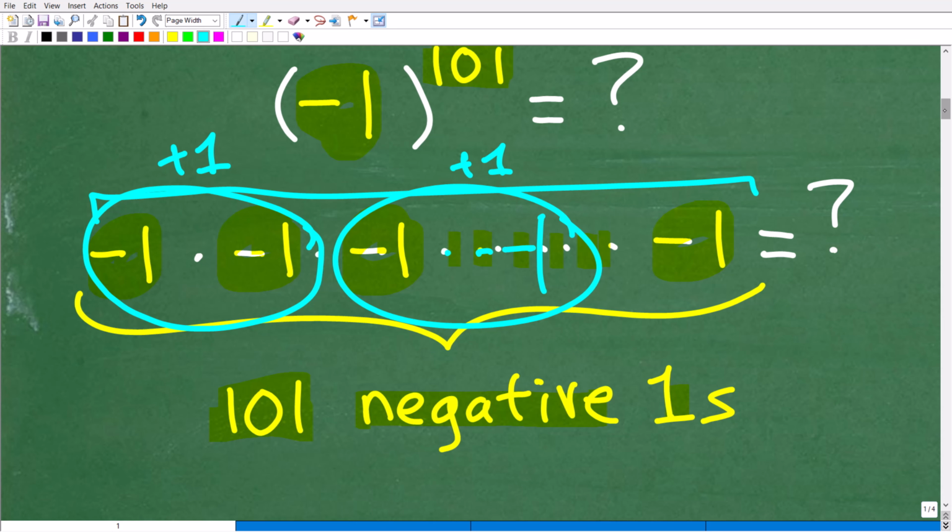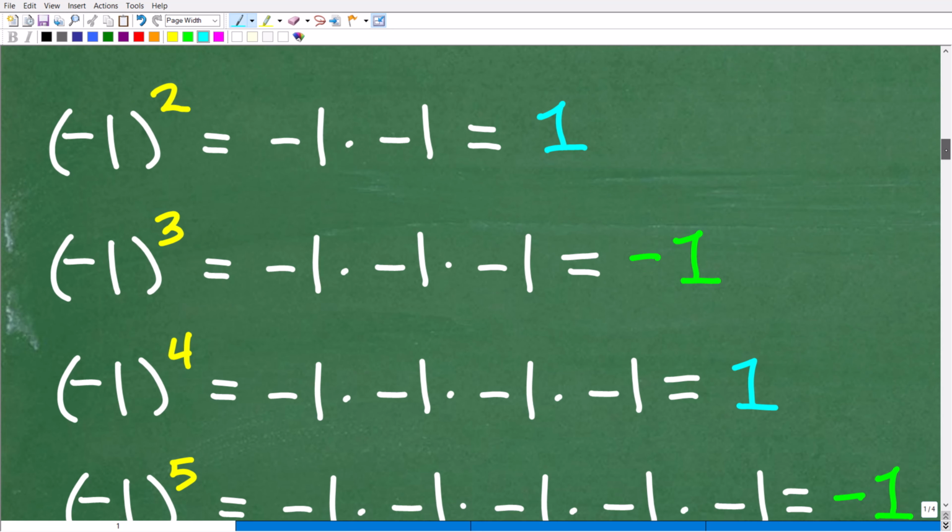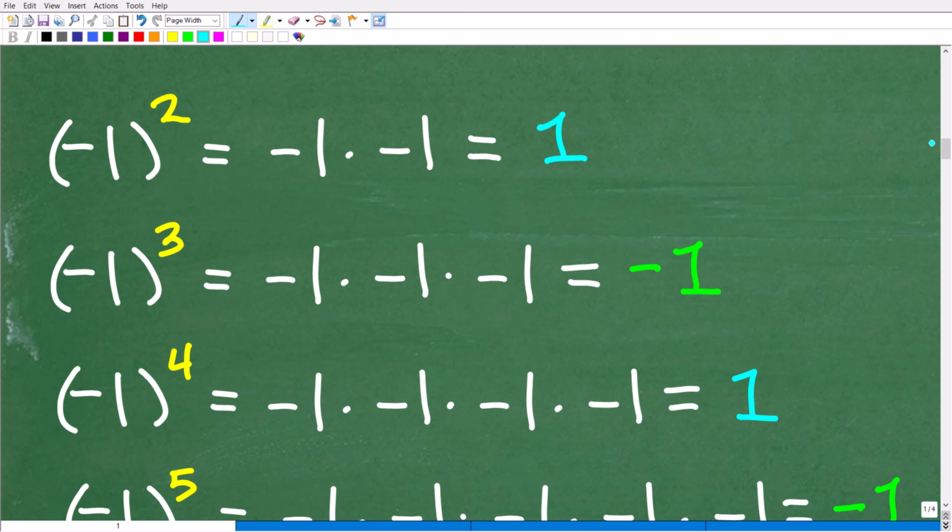So let's go ahead and explore some patterns here to help us answer this question without multiplying 101 negative ones. So let's take -1 squared. What does that mean? Well, you're going to take -1 and multiply it by itself 2 times. So -1 times -1. This is a positive, right? Remember, a negative times a negative in math is a positive value. So -1 squared is +1. How about -1 cubed? Well, we're going to take -1 and multiply it by itself 3 times. So now we have a -1 times -1. This is a +1 times a -1 gives us a -1, because a positive times a negative is negative. All right, so -1 cubed is -1.